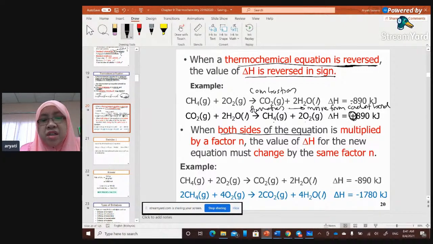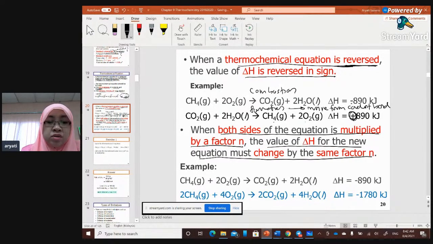So when both sides of the equation are multiplied by a factor n, the value of delta H for the new equation must change by the same factor n. For example, CH4 reacts with oxygen, produces CO2 and H2O. So dia punya energy release is 890 kilojoule. So if CH4 kat sini ada 2 mole, so this one pun times 2. So the second equation ni ialah times 2. So maksudnya the value for delta H also times 2. Okay.